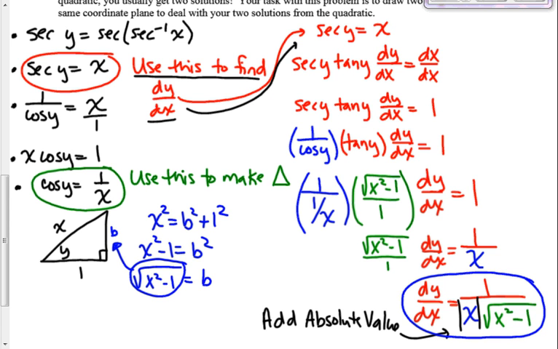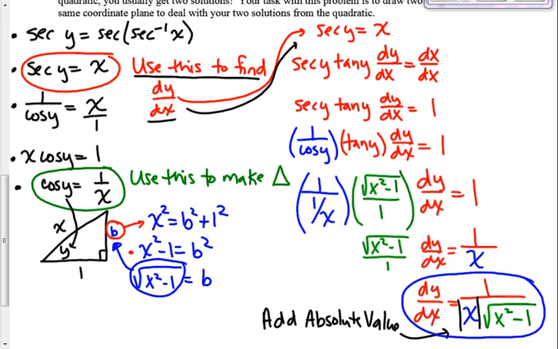So I drew my right triangle. y is the angle, so y goes into my angle position, and I have adjacent over hypotenuse, so 1 is the adjacent. It goes next to the y, and x is the hypotenuse. The next thing I need to do is find this side that I've labeled b. To do that, I used the Pythagorean theorem, and I have x squared is equal to b squared plus 1 squared. I need to get b by itself, so I subtracted 1 from both sides, and I got x squared minus 1 is equal to b squared.